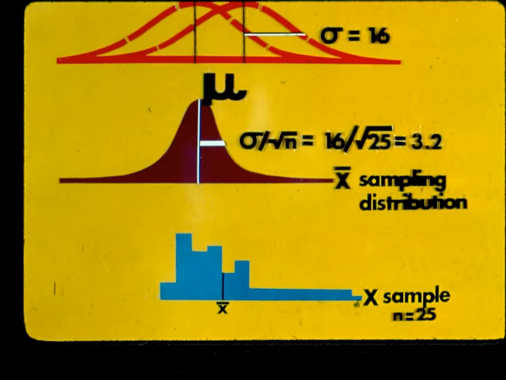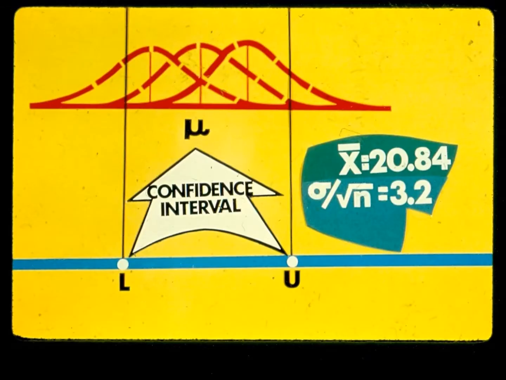With sigma assumed equal to 16 and n the sample size equal to 25, we can substitute in the standard error formula to obtain a standard error of 3.2. To restate the confidence interval problem for Pine Knoll, we are looking at a sample with mean of 20.84 and standard error of 3.2. We want to compute a confidence interval with limits L and U to get an interval estimate of the unknown population mean mu.